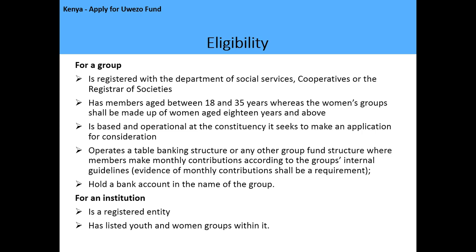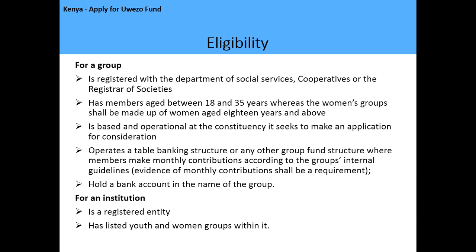The eligibility criteria is as follows. For groups, a group needs to be registered with the Department of Social Services, cooperatives, or the Register of Societies. The group needs to have members aged between 18 to 35 years, whereas women groups shall be made up of women aged 18 years and above. Groups are supposed to be based and operational at the constituency it seeks to make an application for consideration.